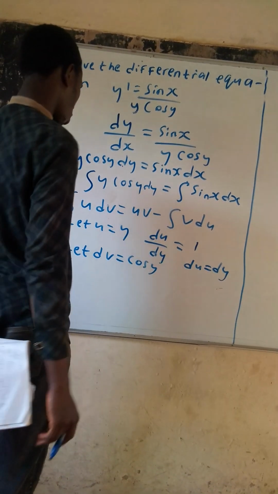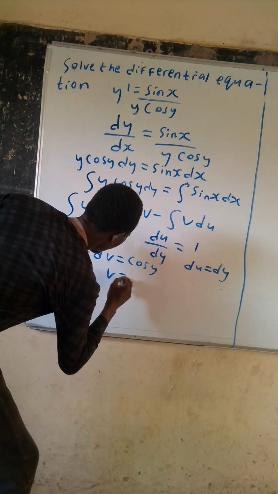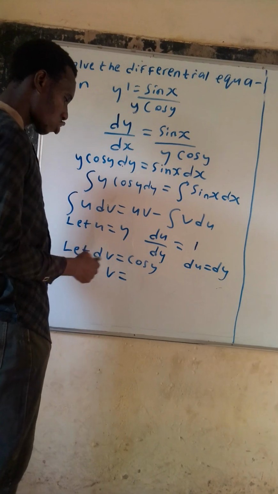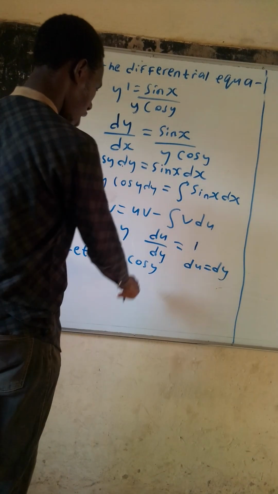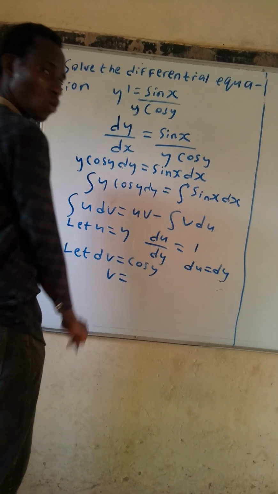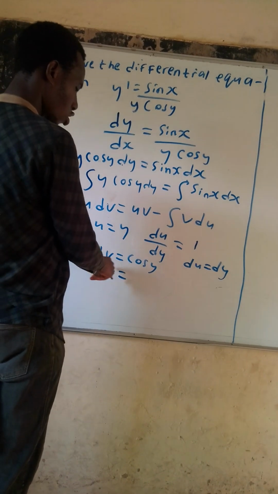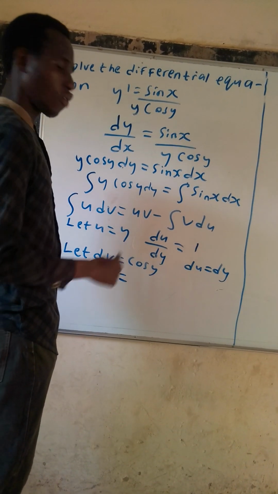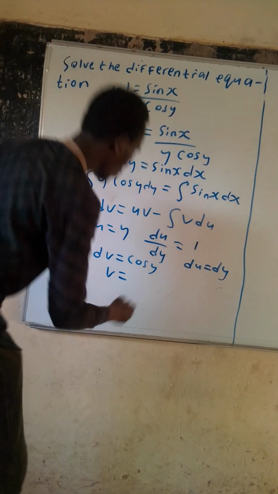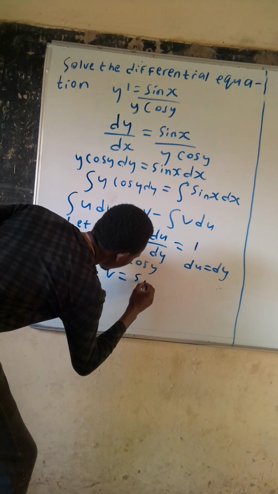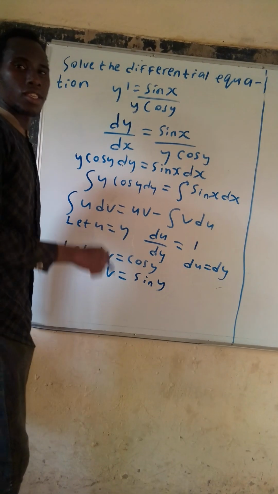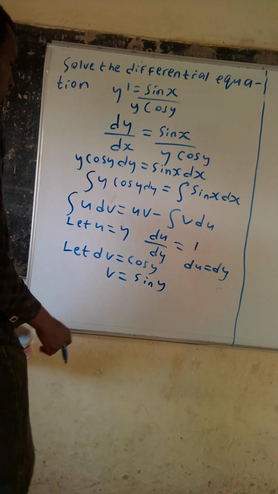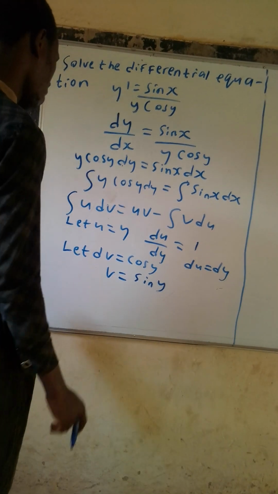Since dv equals cos y, now we need to get v. How can we get v? We are going to integrate cos y to get v. That means the integration of cos y is definitely going to give us v. So now v equals sine y. V is sine y, the integral of cos y. So having done that, we are going to apply the formula.